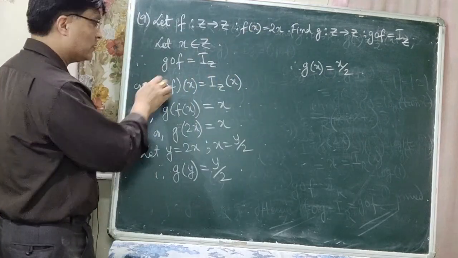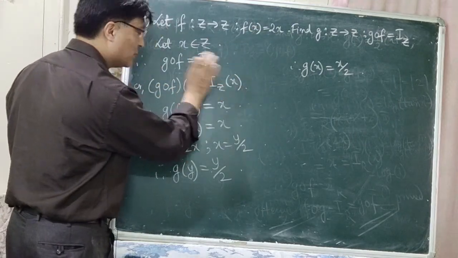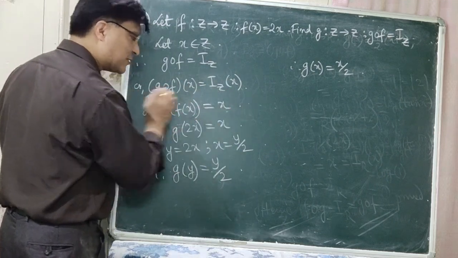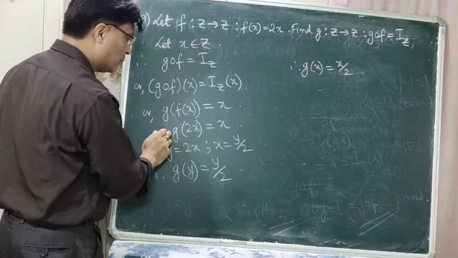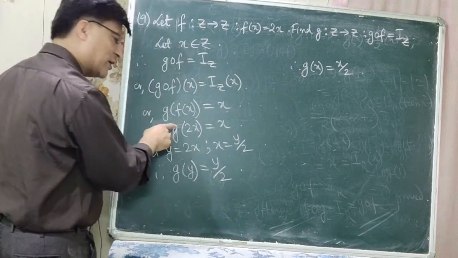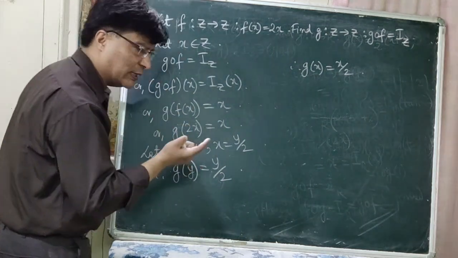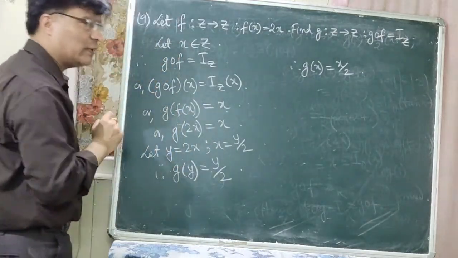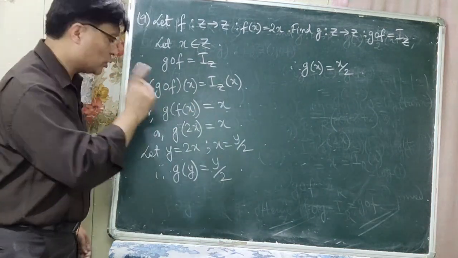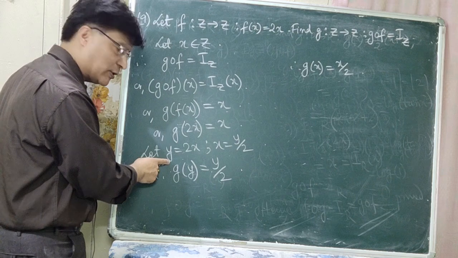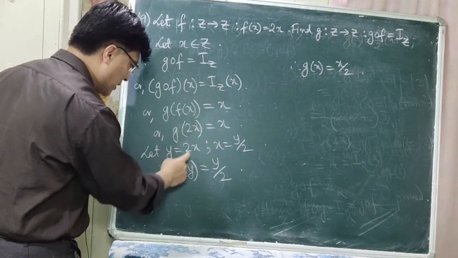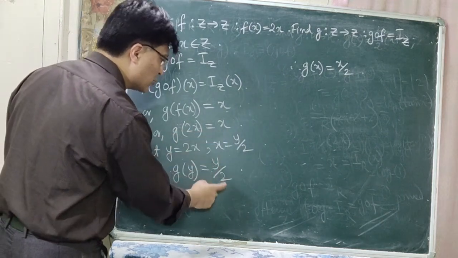Gof is equal to IZ is given, so write gof of x is equal to IZ of x. Okay, so this is defined as g of f of x is equal to IZ of x, means x. So f of x is 2x out here, you put g of 2x is equal to x. Okay, so let y is equal to 2x. Don't put 2x is equal to x here, because it will be complicated. You will get confused if you write 2x is equal to x. So you put 2x is equal to y in this case. If y is equal to 2x, so x is equal to y by 2. So g of 2x means g of y is equal to, what is x here? It is y by 2.